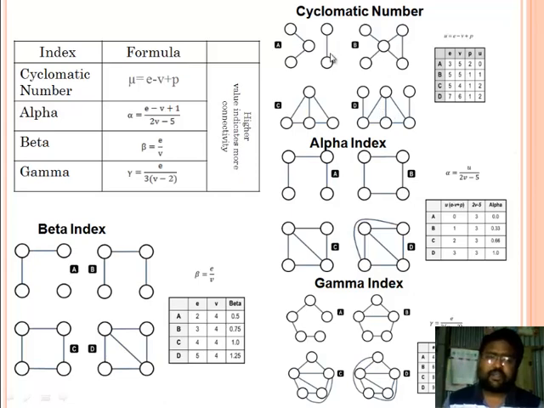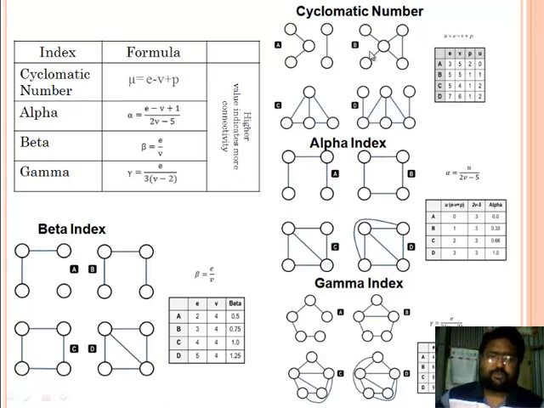Look at this graph, look at this image. In the figure there are 4 graphs and the cyclomatic number is measured. Look here, in graph A there are 5 nodes and 3 edges. What should be the cyclomatic number? E minus V plus P. Here E is 3, V is 5 and P, the number of unconnected subgraphs, is 2, so it is 3 minus 5 plus 2 and the cyclomatic number is 0.